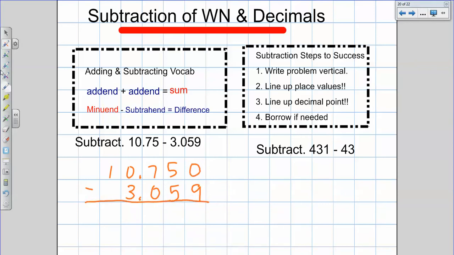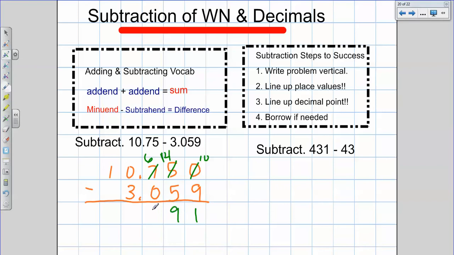So now I see that I can't do 0 minus 9. So I'm going to have to borrow. So now my 0 becomes a 10. Can't do 4 minus 5, so I'm going to have to borrow from my 7. So my 7 becomes a 6. Now my 4 can become a 14. So I've got 14 minus 5 is 9.